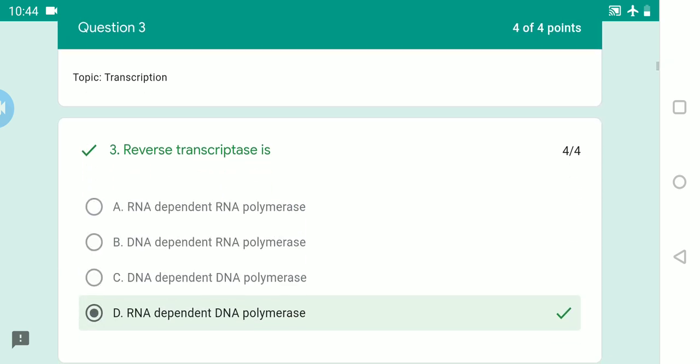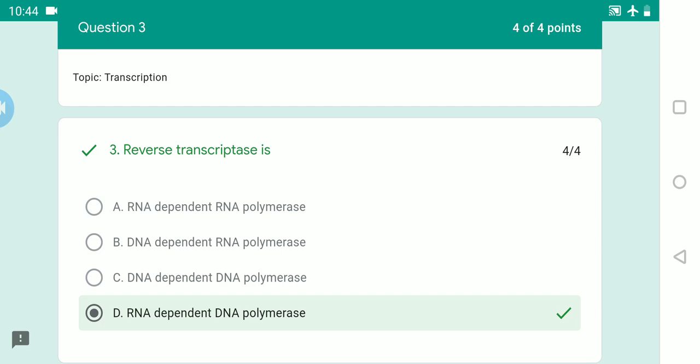The third one is also related to transcription only. Reverse transcriptase. While we were discussing transcription, I told you there are some viruses like HIV where we can see reverse transcription. Reverse transcription is because of the presence of the enzyme reverse transcriptase. So what is the function of this one? Reverse transcriptase is RNA dependent DNA polymerase.